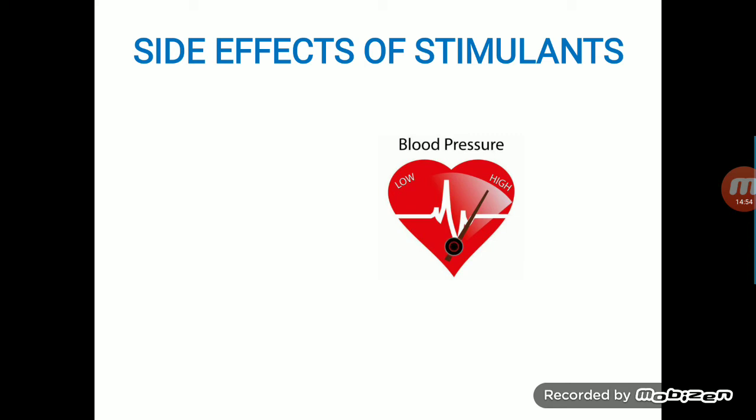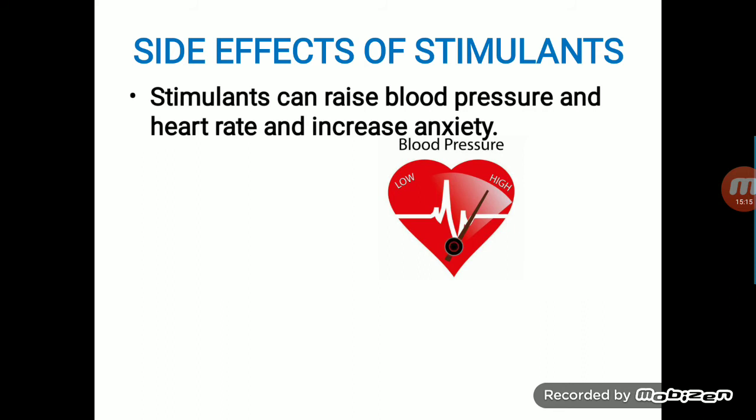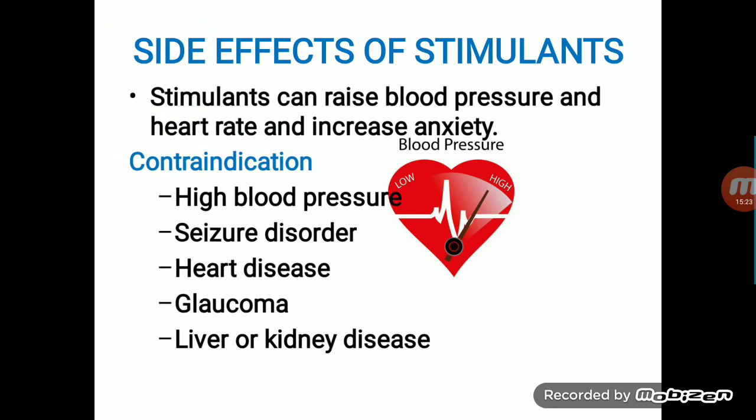And we know that each drug has a side effect, right? So these side effects should be kept in mind when we are administering this drug to the children, and we have to educate the parents about these side effects, because parents will be anxious or worried when they see such side effects in their children. The side effects are: stimulants can raise blood pressure and heart rate, and they can also increase the anxiety level of the child. Some of the contraindications for these drugs are high blood pressure, seizure disorder, heart disease, glaucoma, and liver and kidney disease. In such disorders, we should not administer the drug to the children.